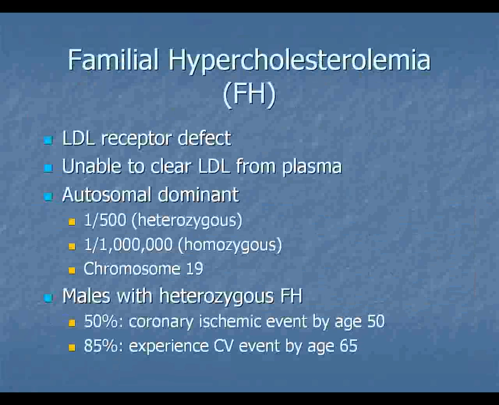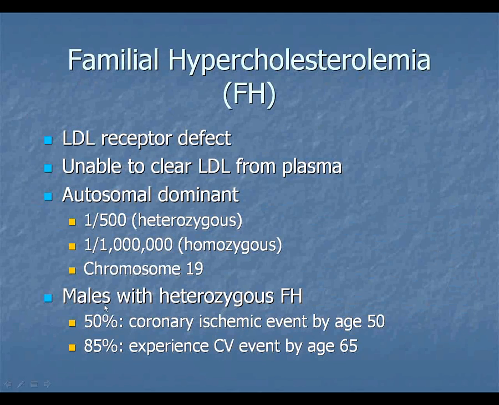The most important numbers probably to learn here as far as familial hypercholesterolemia is that in a study that was published, of males who had heterozygous FH documented from genetic testing, 50% of them had at least one type of coronary ischemic event by age 50, and 85% of that population had a coronary event by age 65. These patients are at significant risk at a very young age, and we know that this occurs very early.